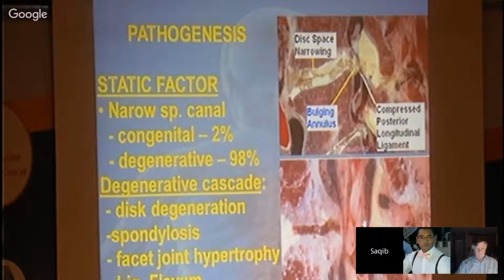The degenerative cascade we have already mentioned before. This will be disc degeneration because of dehydration, and then spondylosis of the adjacent structures, and then you will have a narrow canal, and then you will have problems with the spinal cord.